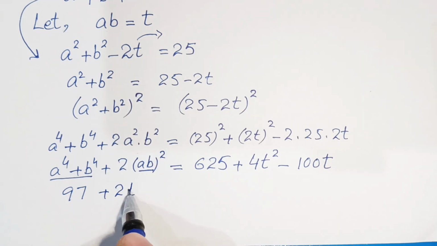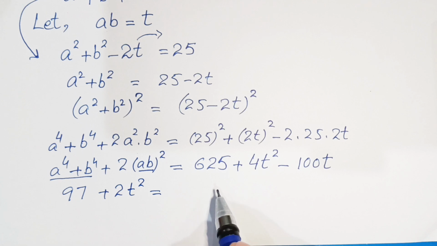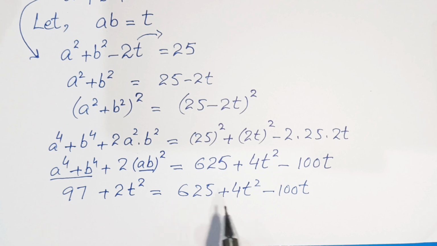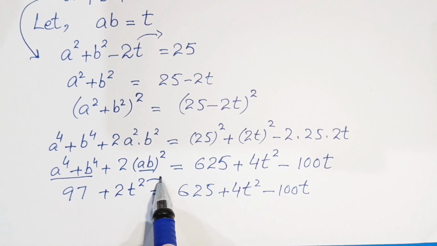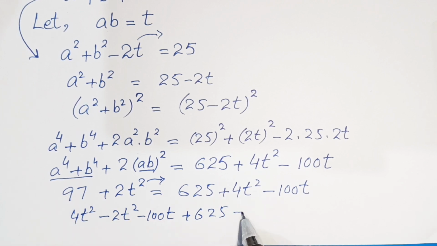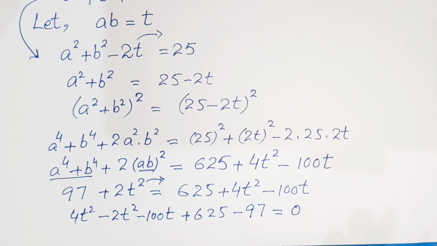Now putting these values here, it is equal to 97 plus 2 times a times b, which is equal to t, so it will be 2t squared, is equal to 625 plus 4 times t squared minus 100t. Now we are going to shift this to the other side. So 4t squared, minus 2t squared, minus 100t, plus 625, and plus 97 will be minus 97, is equal to 0.